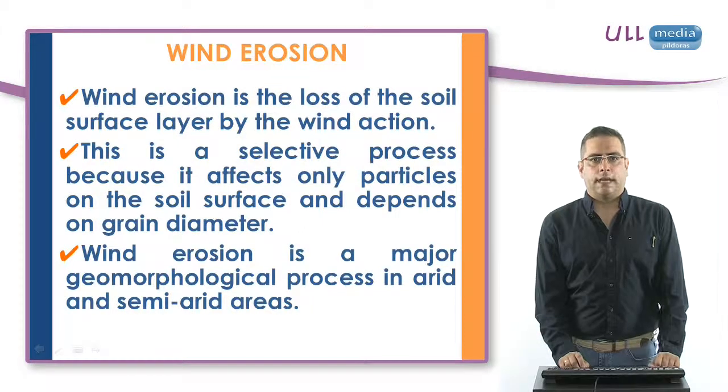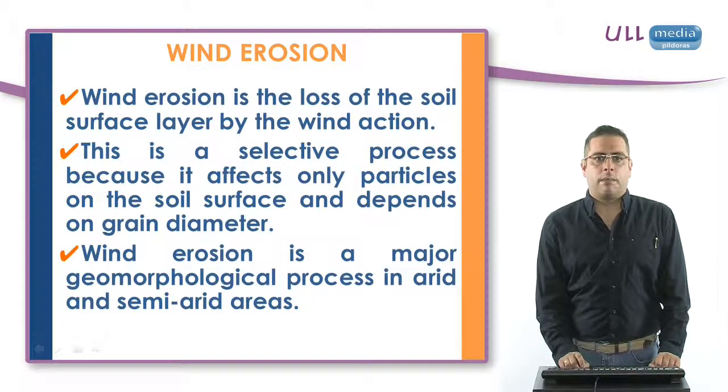Wind erosion is the loss of the soil surface layer by wind action. This is a selective process because it affects only particles on the soil surface and depends on grain diameter. Wind erosion is a major geomorphological process in arid and semi-arid areas.